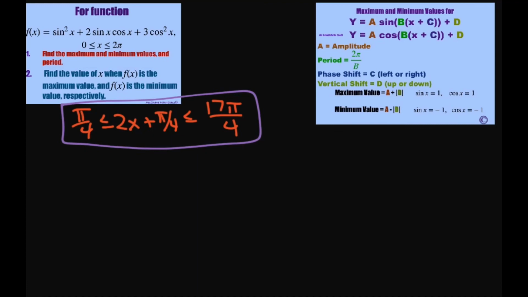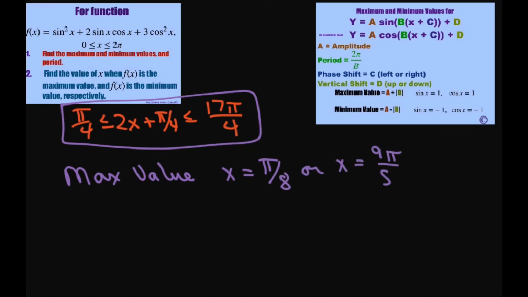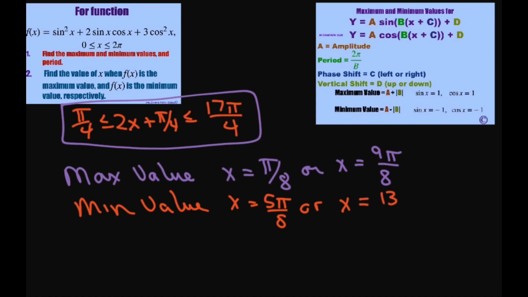Now, therefore, our maximum value for f of x is x equals pi divided by 8, or x equals 9 pi divided by 8. And our minimum value is x equals 5 pi divided by 8, or x equals 13 pi divided by 8. And these will be your final answers.